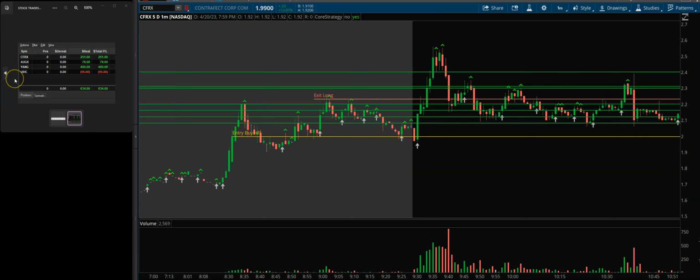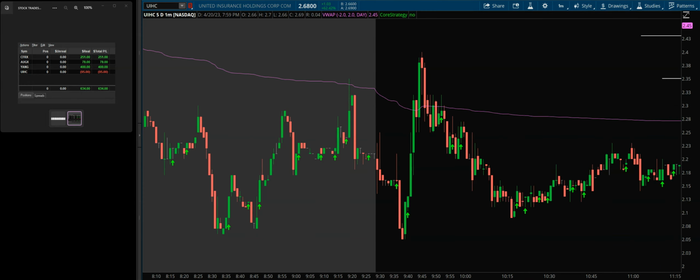But let's take a look and see what the heck happened to UIHC. Let's take a look at that real quick here. First of all, I wanted to show you a couple things, and this was really not on my radar until the very end. Once again, this was another one of the traders in the room that pointed it out, so I jumped into it a little bit late.